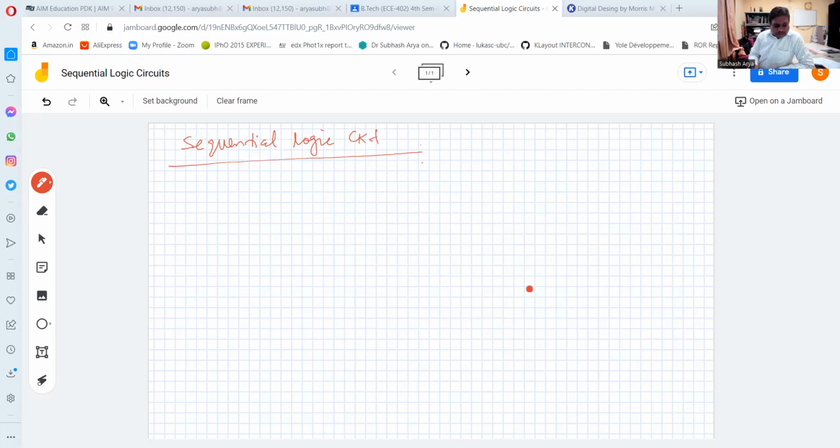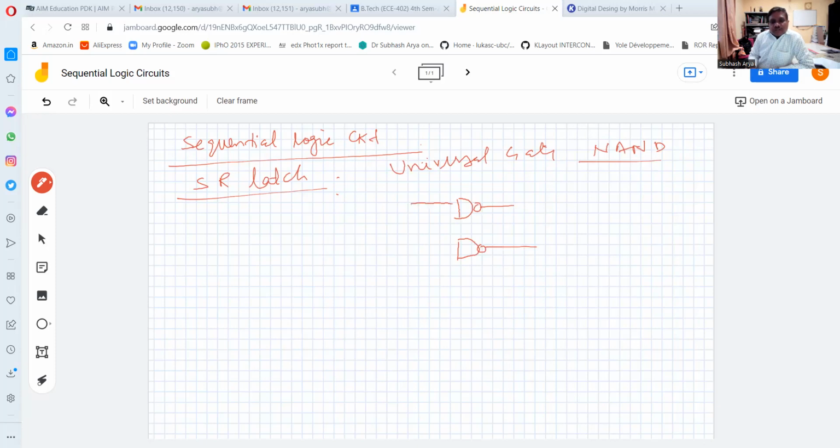So in sequential logic circuits, we start with the SR latch. Since most of the time we implement circuits with the help of the universal gate, that is called the NAND gate, I will realize this SR latch with the help of NAND gates. So the SR latch with NAND gates looks like this. This is a NAND gate. Here is another NAND gate.